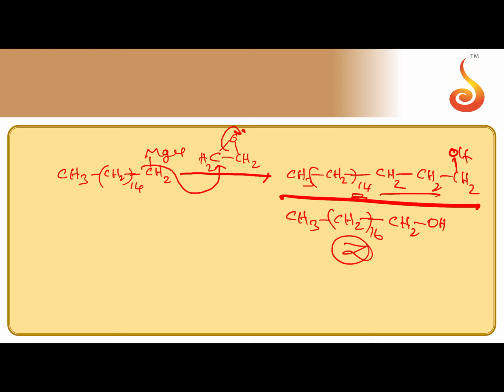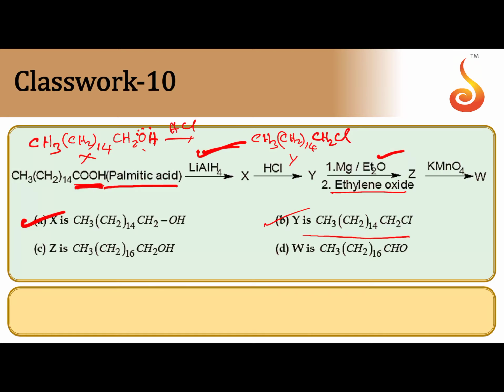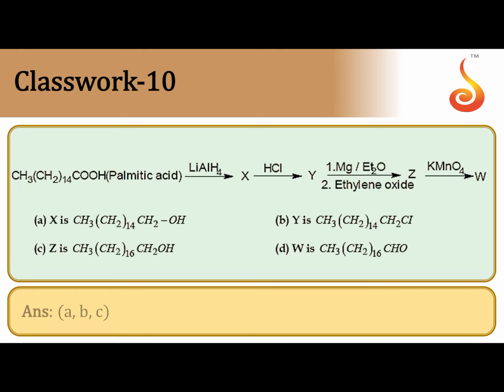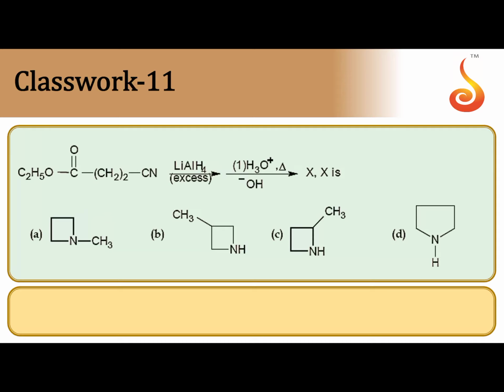CH3(CH2)16CH2OH is the Z. When this is subjected to oxidation by potassium permanganate, CH2OH first becomes aldehyde. Since KMnO4 is a stronger oxidizing agent, further it undergoes oxidation to give COOH. So final product W must be COOH, but here given only CHO. So D is wrong. A, B, C are correct. This is a multi-answer question. A, B, C are correct.